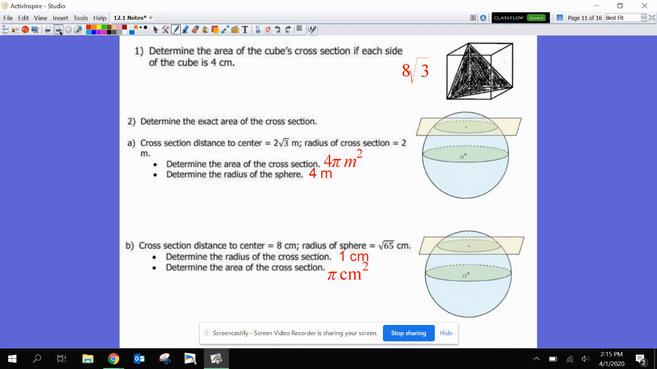It says determine the area of the cube's cross section if each side of the cube is 4 centimeters long. And so the answer to this question will be 8 root 3, and we'll go over where we get that in a moment. It's 8 root 3 square centimeters. There's a couple of things that have to happen on this. We know that this is a triangular cross section here. And the key to this is understanding what kind of triangle it is. On our notes, all triangles are possible: equilateral, isosceles, or scalene. And depending on what kind of triangle it is, it'll determine how easy or hard the question is. All right. So, first things first, take a moment and ask yourself, what kind of triangle is that?